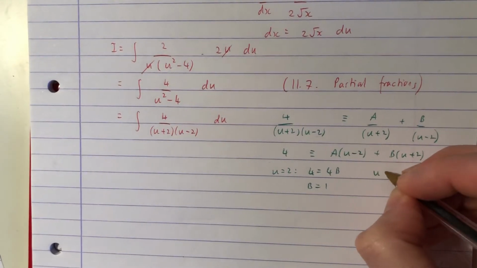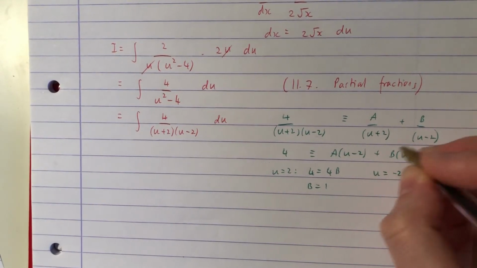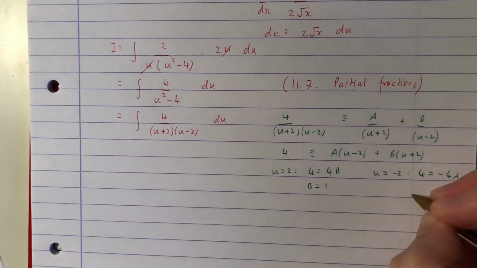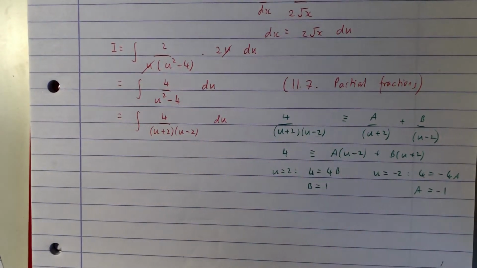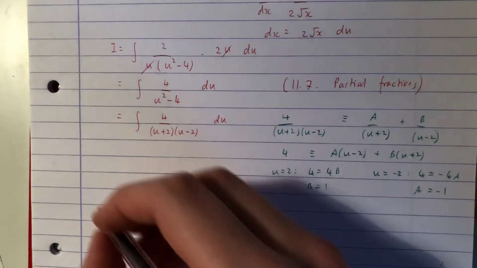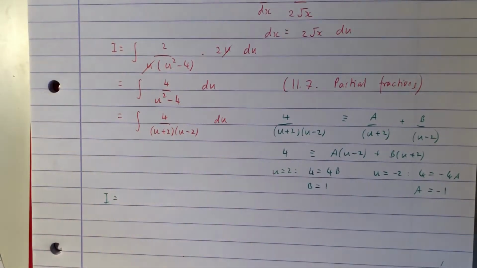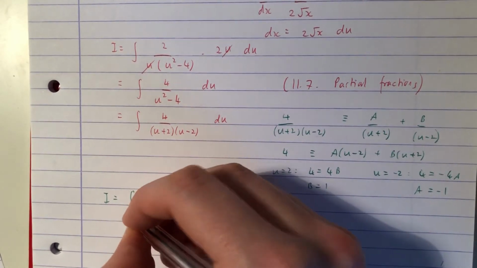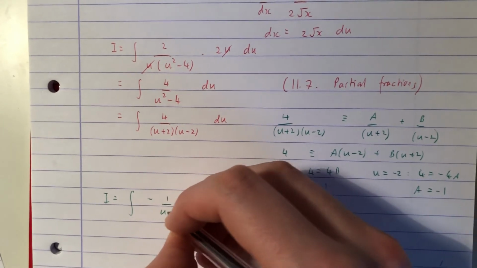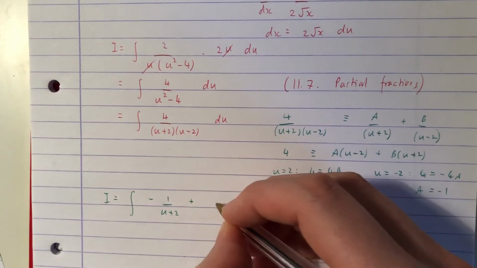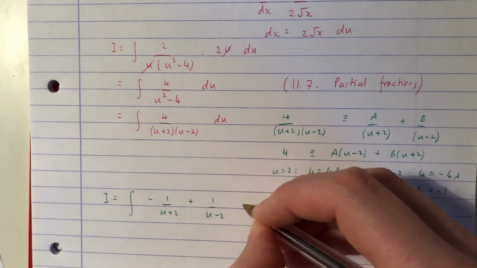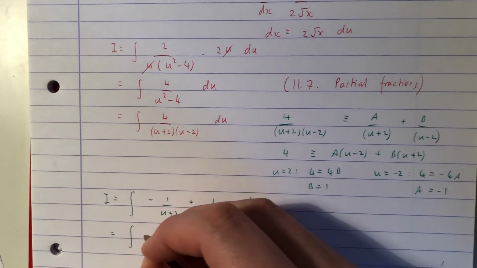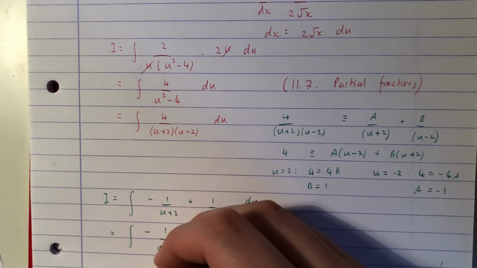And if you put u is equal to negative 2, that one would be eliminated and you'd get 4 is equal to minus 4a, a is equal to negative 1. And therefore this integral I is the same as integrating minus 1 over u plus 2 plus 1 over u minus 2 du. And these integrals you can do.